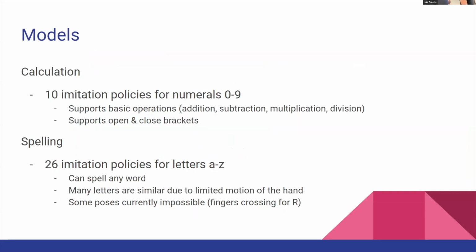But at the end of this, we had 2 models, one for 10 imitations for numbers, which supports basic mathematical operations, and also supports brackets, so we can do some complex math if our voice recognition recognizes the command. We also have 26 imitations for our letters. We can spell any word. There are a lot of issues due to the thumb. Some of the poses look pretty similar because it can't get quite in the right spot, but we did as best as we could.